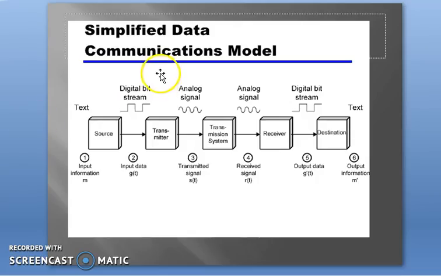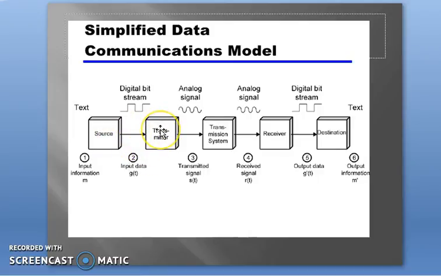So this is another simplified data communication model example. Here we have a source, and the source will have a text which is the input information. The computer will be storing the data as a digital stream, so that will be given as input into the transmitter. The input data can be represented as g(t). Here we can see that it is digital data. So what does the transmitter do?